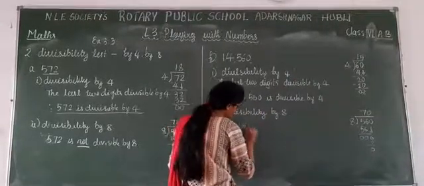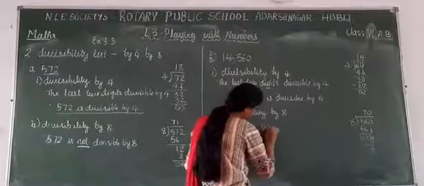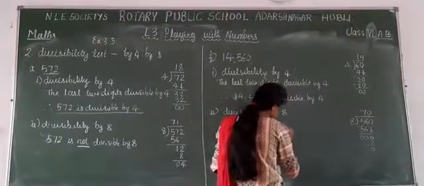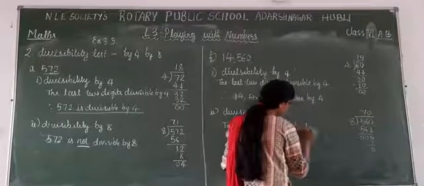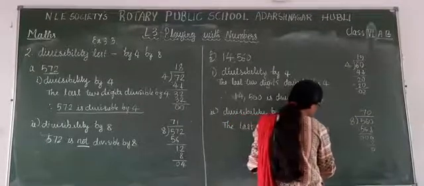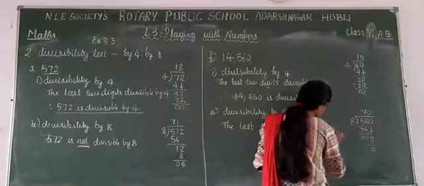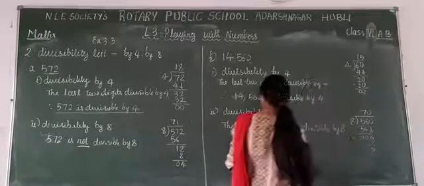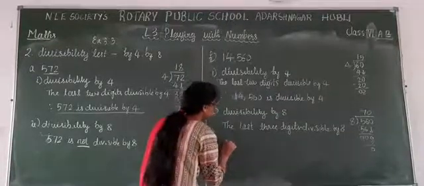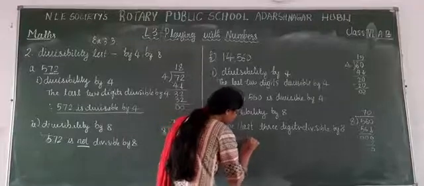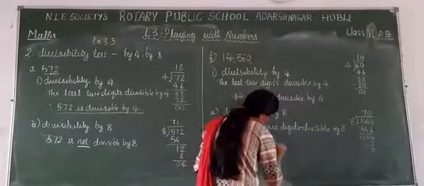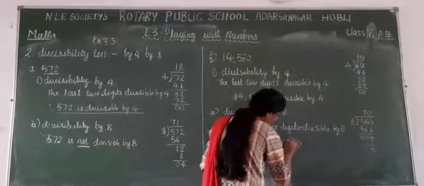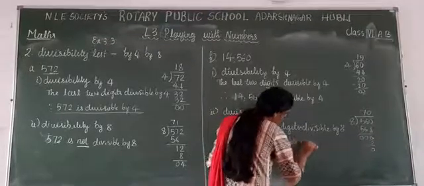The last 3 digits are divisible by 8. Therefore, 14,560 is divisible by 8.